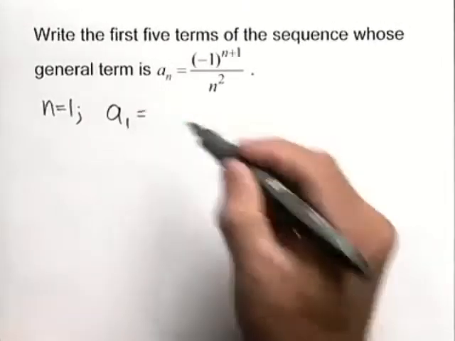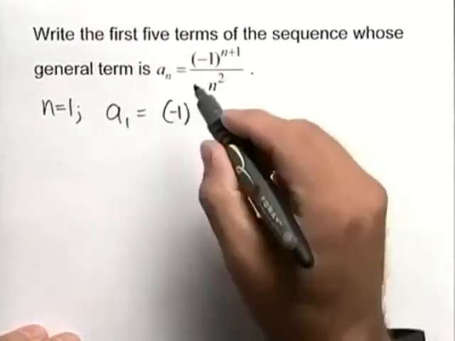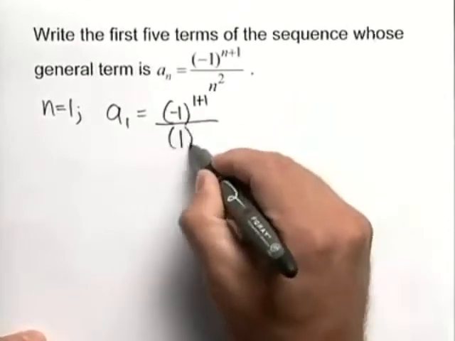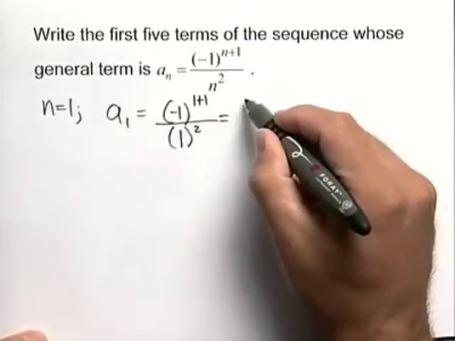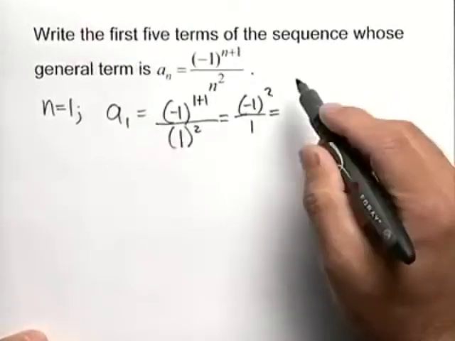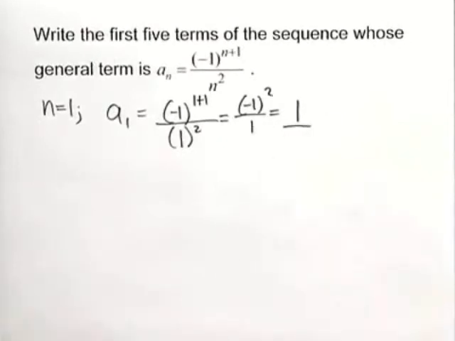So basically we'll go to our formula. Wherever there's an n, we're going to plug in a 1. So we have (-1) to the 1 plus 1 power all over 1 squared. And once we simplify that, we have (-1) squared all over 1. (-1) squared we know to be positive, so we'll have 1 over 1, which is simply 1.